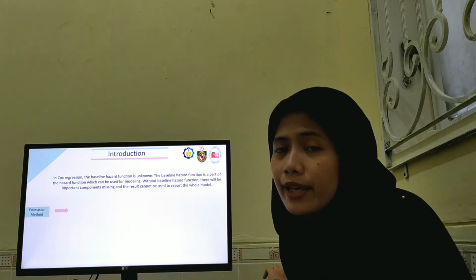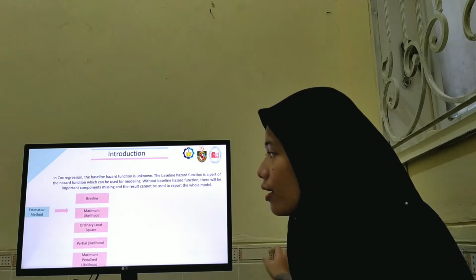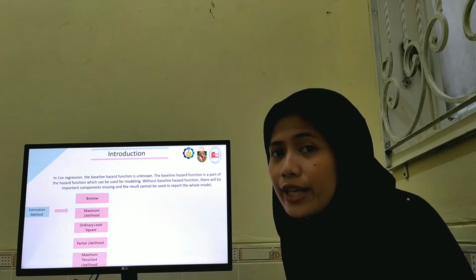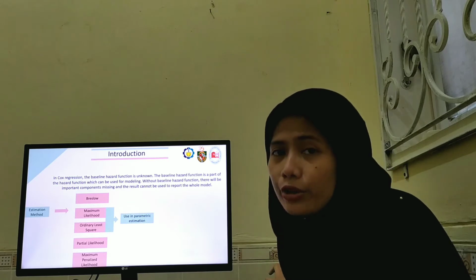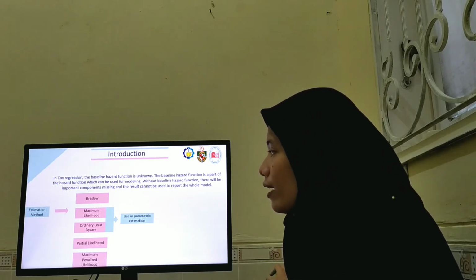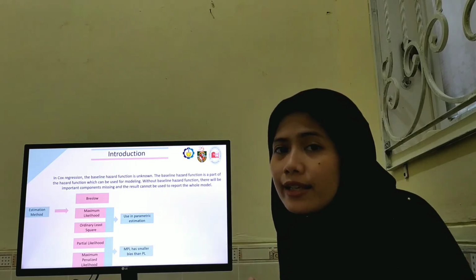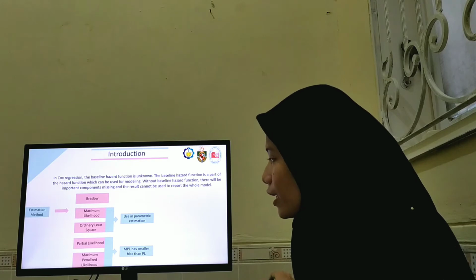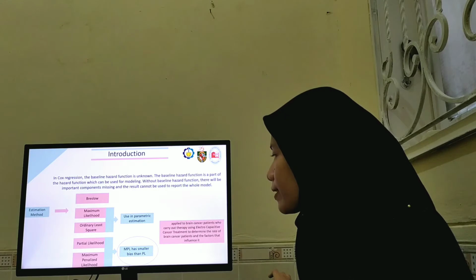The estimation methods that can be used to estimate the baseline hazard function are Bayes' law, maximum likelihood, ordinary least square, partial likelihood, and maximum penalized likelihood. We know that maximum likelihood and ordinary least square are used in parametric estimation, and we also know that maximum penalized likelihood has smaller bias than partial likelihood. So in this research, we use maximum penalized likelihood to estimate the baseline hazard function and apply it to brain cancer patients.